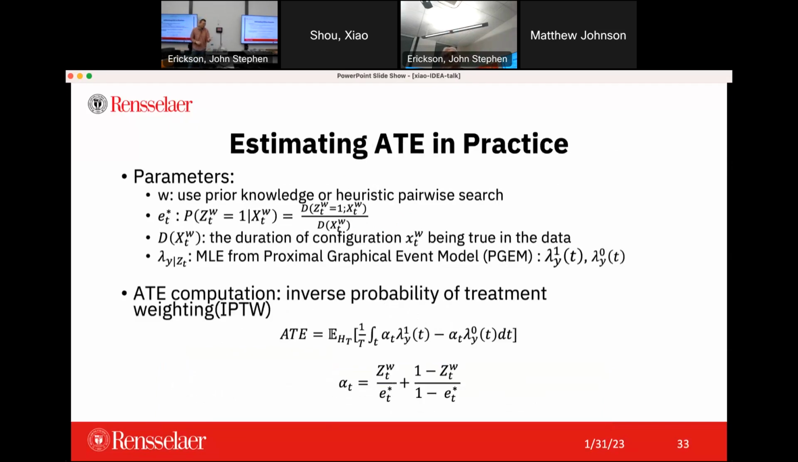And then we have to estimate this ATE in practice, and we need to learn all of these parameters, such as the window and also the propensity score. In order to get the propensity score, we need to assess the duration of how that covariate will happen, and also the rate of the outcome given a parent state Z, to get lambda 1 and lambda 0. And this can be computed through inverse probability treatment weighting.